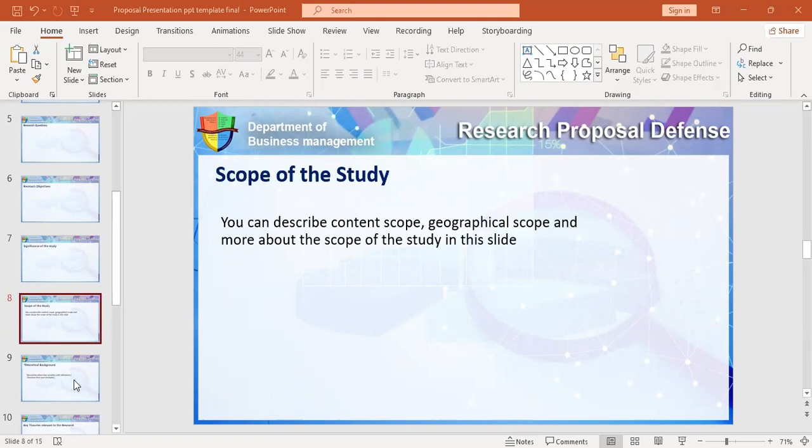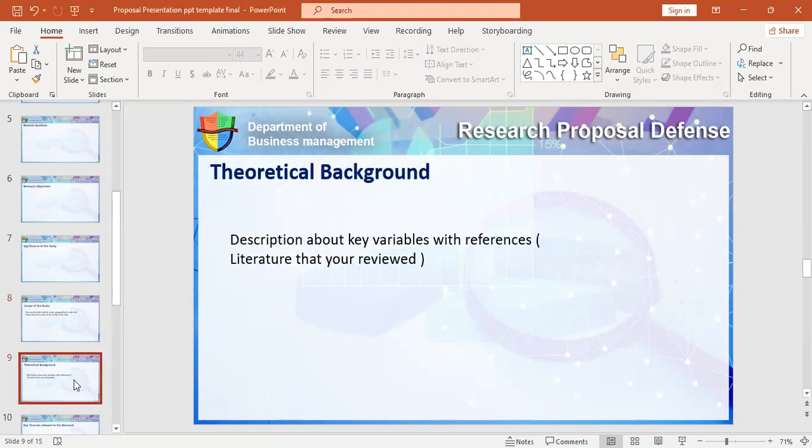Okay, next, theoretical background. So here you must describe the key variables that you are using and the theoretical support that you have taken from the literature review to get those variables into your research. So your independent variable, dependent variable, and what researchers conducted on those variables. Like that, you must present literature evidence about your key variables.